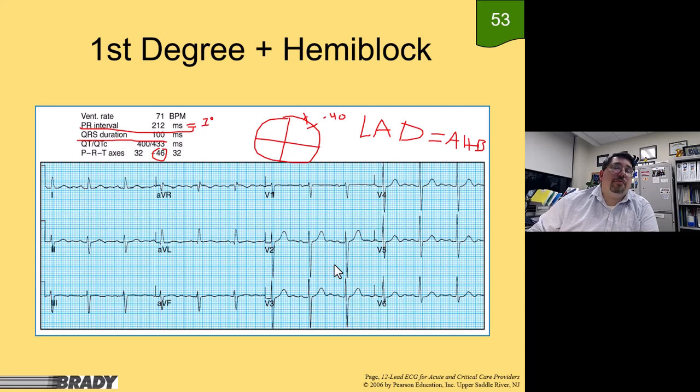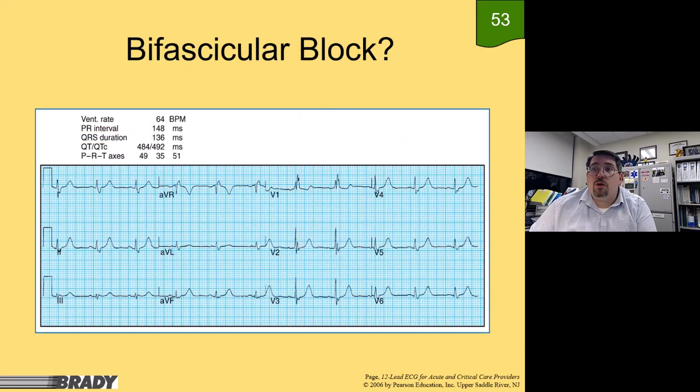This is another example of a bifascicular block. You got yourself a first degree block and a hemiblock. That's two blocks in one. That's a bifascicular block. The concern is there that your patient will become hemodynamically unstable or go into a third degree or complete heart block.